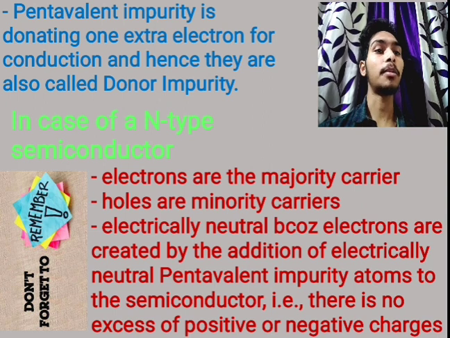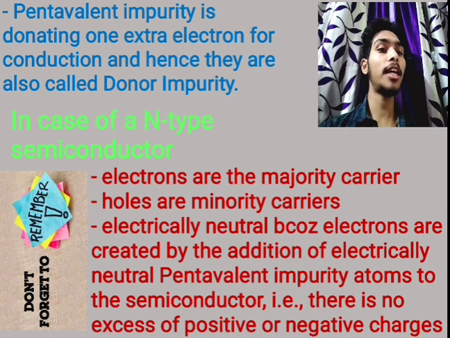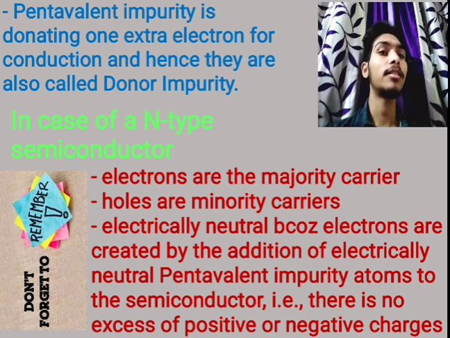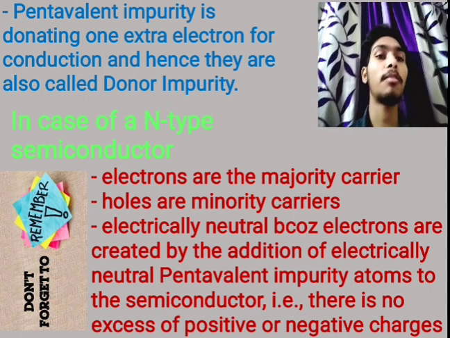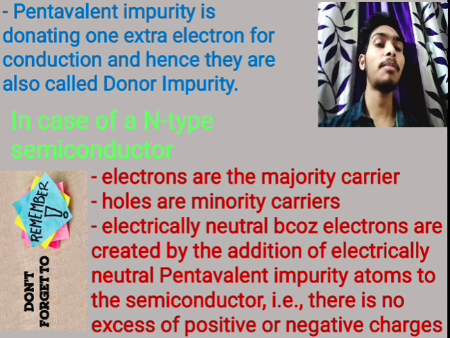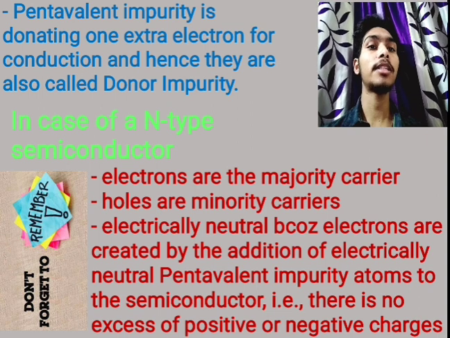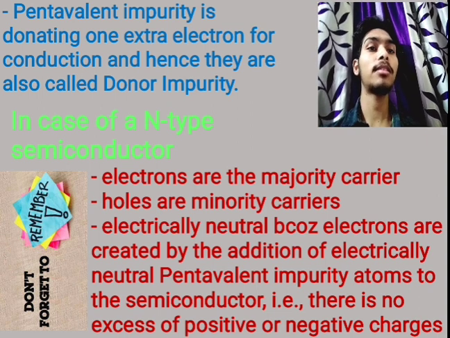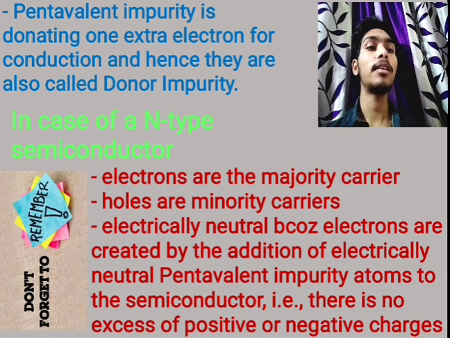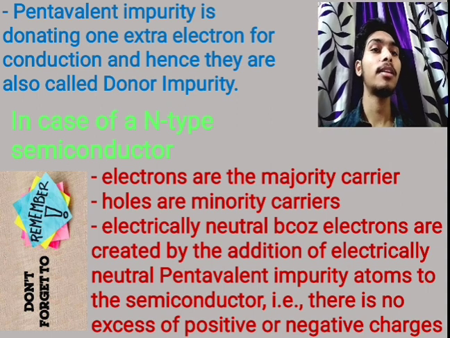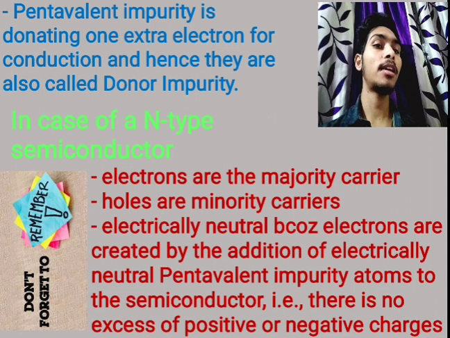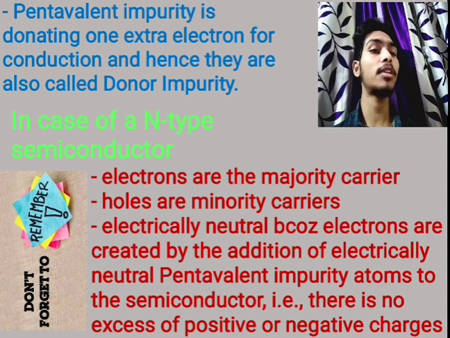So duta neutral log lagile ki hobo? Neutral hobo. Yes, of course there will be one extra electron. Electron mane ki hoy? Negative charge, but that does not mean that as a whole this whole semiconductor is negatively charged. An n-type semiconductor is not negatively charged. Both n-type and p-type semiconductor are electrically neutral because they are created by addition of electrically neutral pentavalent or trivalent impurity atoms to the semiconductor.